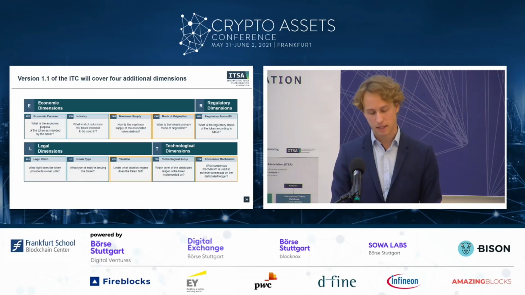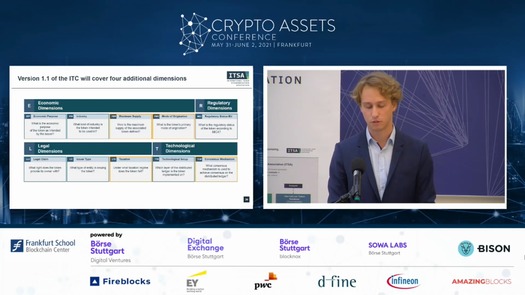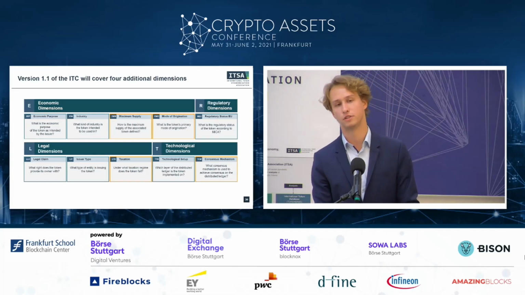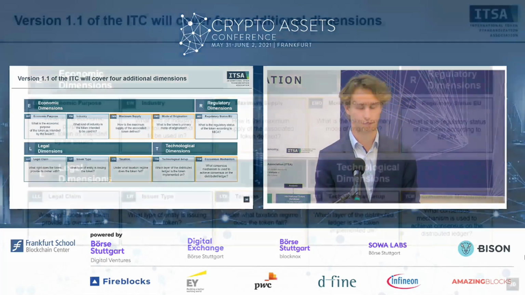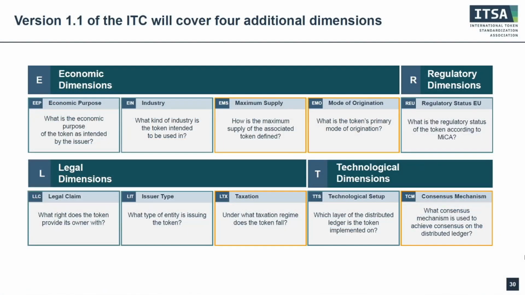We then have another legal dimension for taxation. We want to look at under which taxation regime the token falls. Of course, taxation regimes are different in every jurisdiction, so we try to give a very high-level overview of where we think this token should be. Finally, we have the consensus mechanism. Which consensus mechanism is used to achieve consensus on the distributed ledger? Very straightforward. Is it proof of stake? Is it proof of work? Is it proof of authority? Maybe there's something else. Is it a DAG?